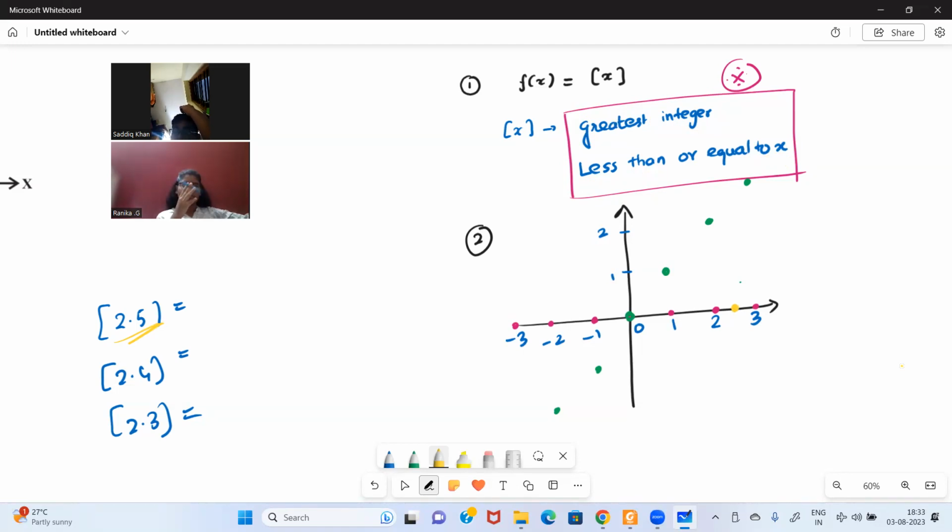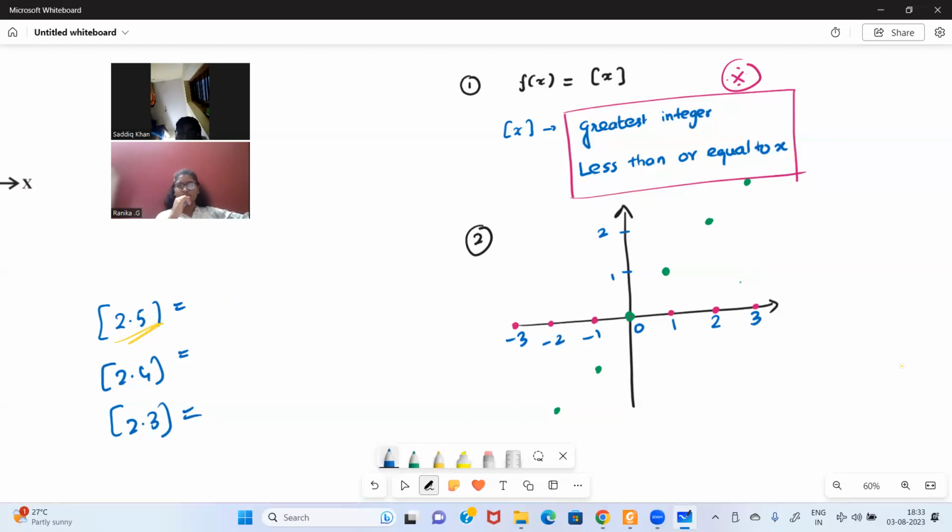Is it 2, sir? It is 2. Are you clear now? Yes, sir. Because 2.5 is here, all integers which are less than 2.5 are 2, 1, 0, etc. Among them, the greatest is what? 2, sir. Excellent. What about 2.9?